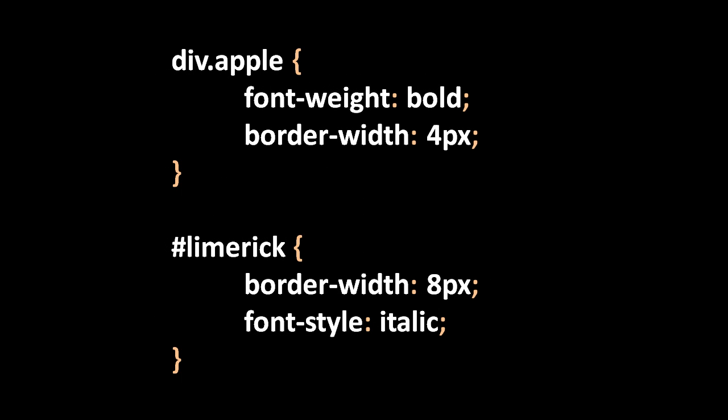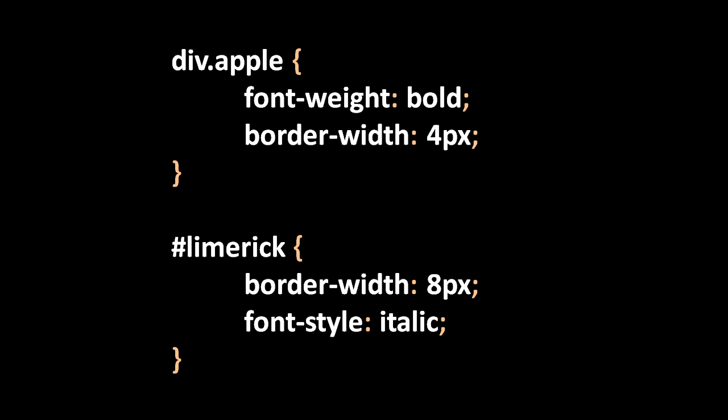Here we have two separate rules, one with the selector div.apple and one with the selector ID of limerick. And both of these rules contain a border width property. One specifying a border width of 4 pixels, the other specifying a border width of 8 pixels. So the potential arises that in the document we might have a single element to which both of these rules apply. We might have an element which is a div, which is a member of the class apple, but which also has the ID limerick. And if that's the case, the question is, well, which of those two border width properties takes precedence? Is the border width going to be 4 pixels or 8 pixels for that element?